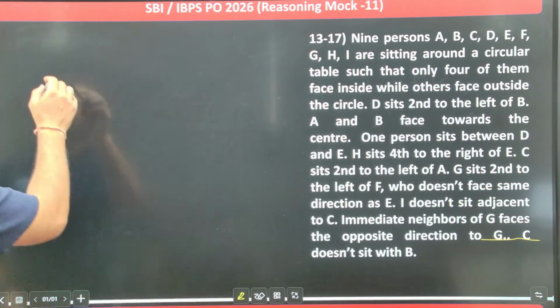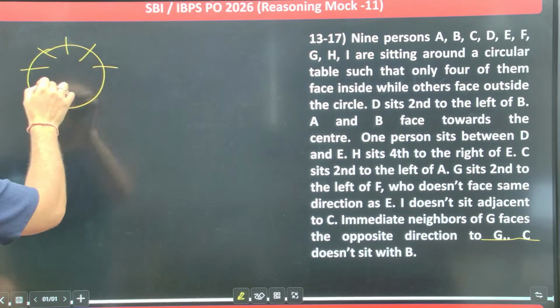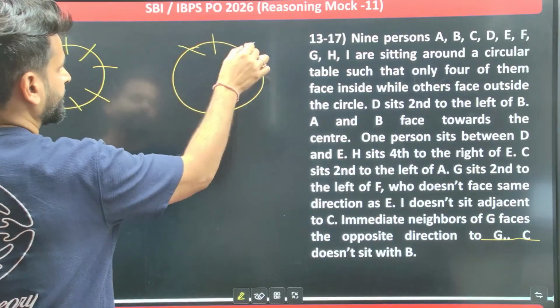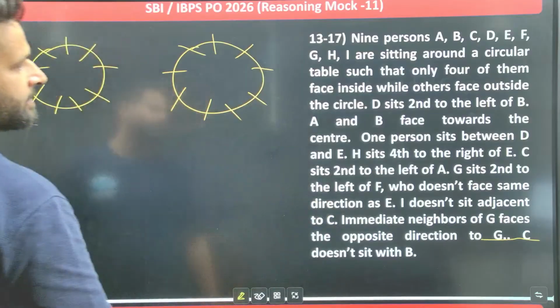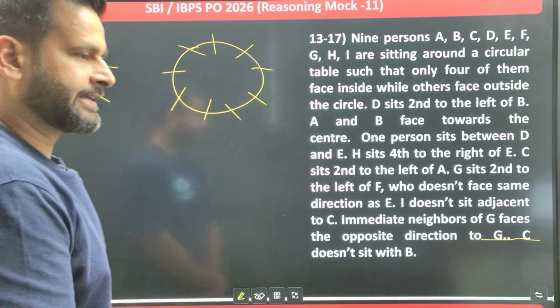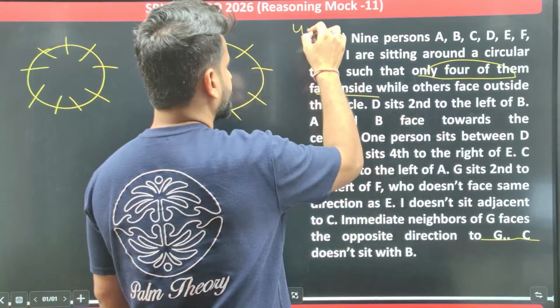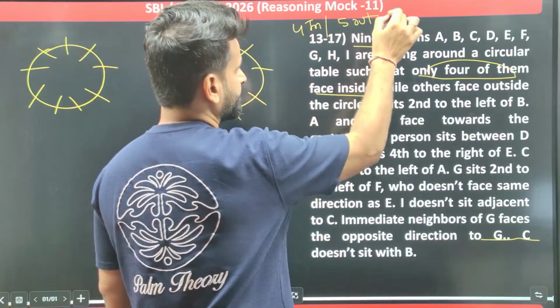9-person circular table sitting arrangement. 1, 2, 3, 4, 5, 6, 7, 8, 9. If required, one more case. Acha. It is already given that only 4 of them are facing inside. So 4 are facing inside, total 9. 5-person will face outside. Simple.